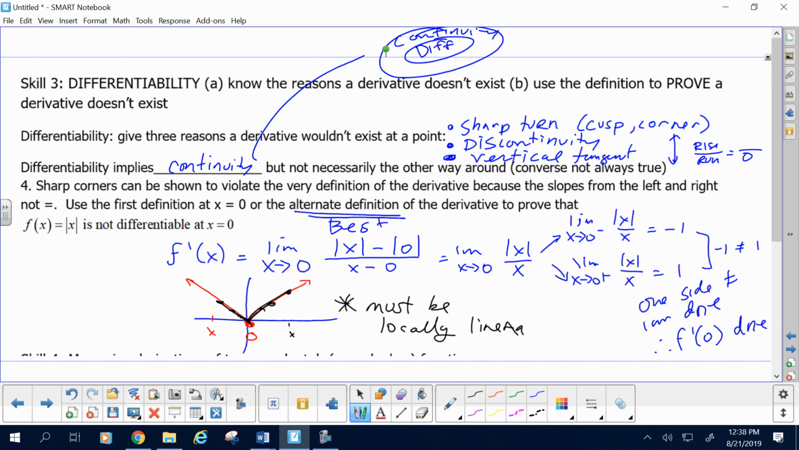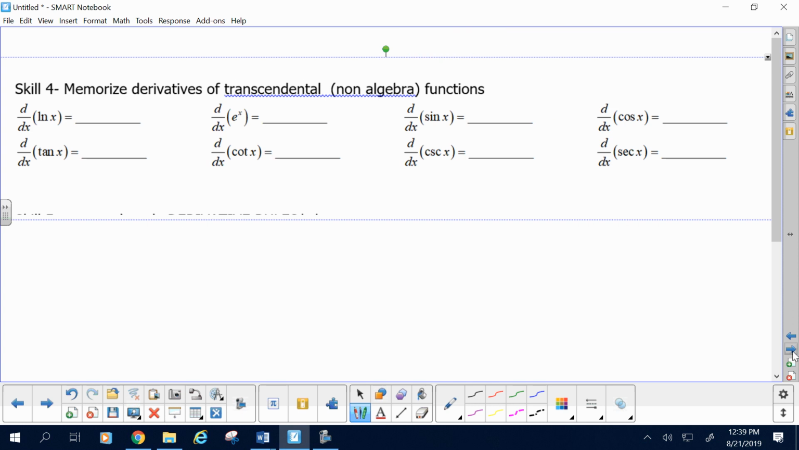If I zoom in on this, it needs to eventually start to smooth out across the screen. And no matter how much you zoom in, it's never smooth. All right, you with me? Do you remember your transcendental derivatives?